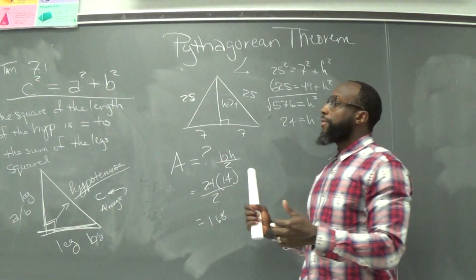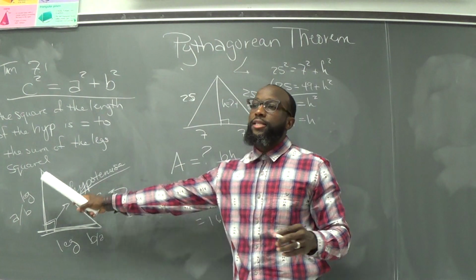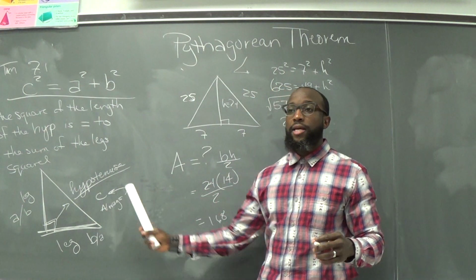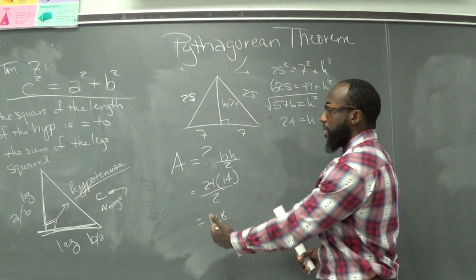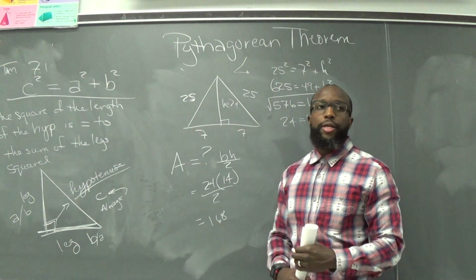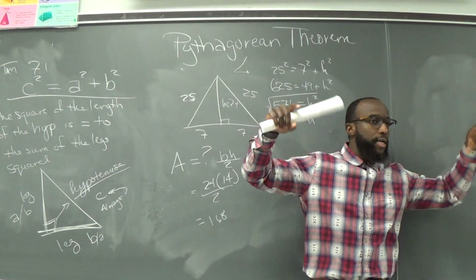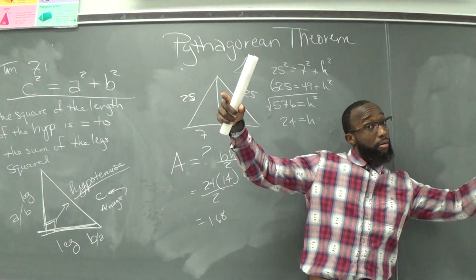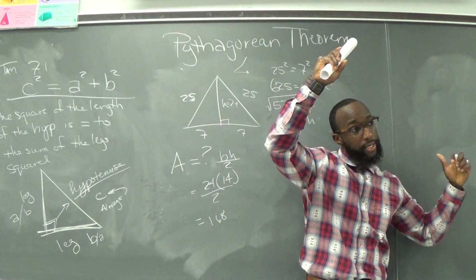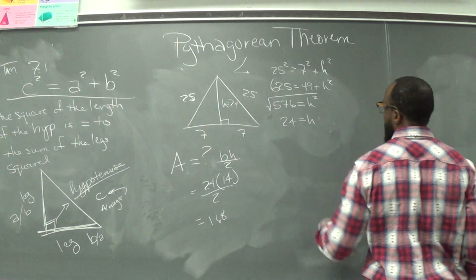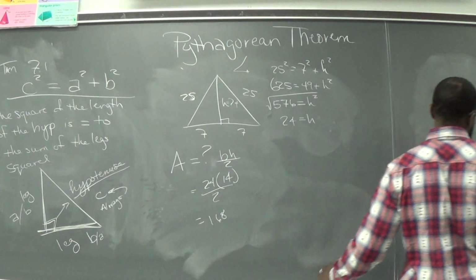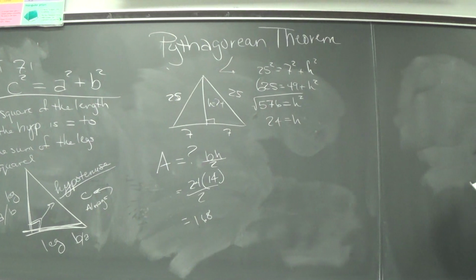So what we've done is we've calculated the measure of the missing side, and we took it a step further and found the area of that triangle. All of this is surrounding what kind of triangles? Right triangles. Now we're going to look at classifying triangles.